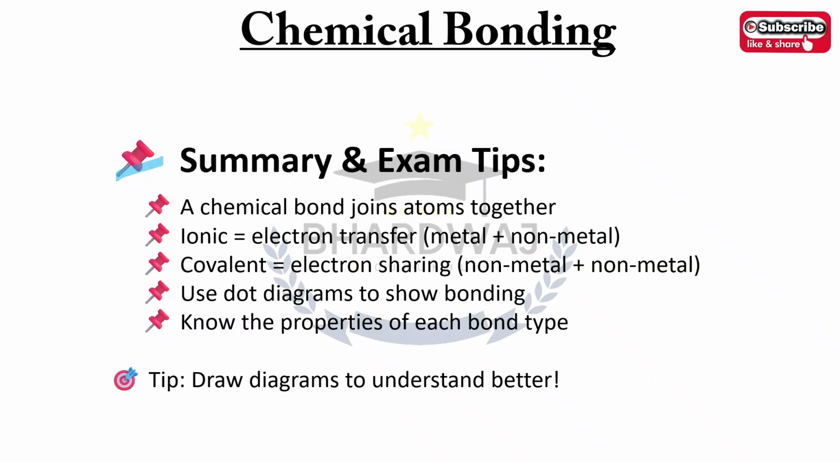Summary and exam tips. A chemical bond joins atoms together. Ionic means electron transfer, metal plus non-metal. Covalent means electron sharing, non-metal plus non-metal. Use dot diagrams to show bonding. Know the properties of each bond type. Tip: draw diagrams to have a better understanding.